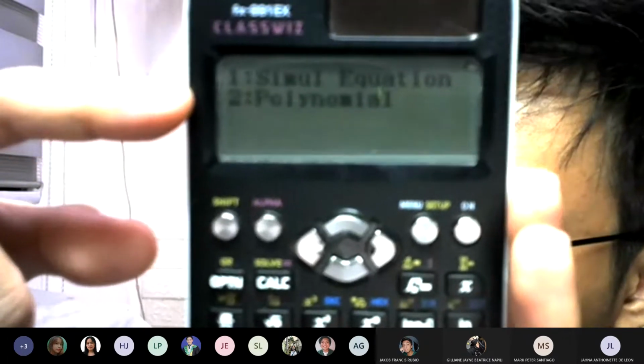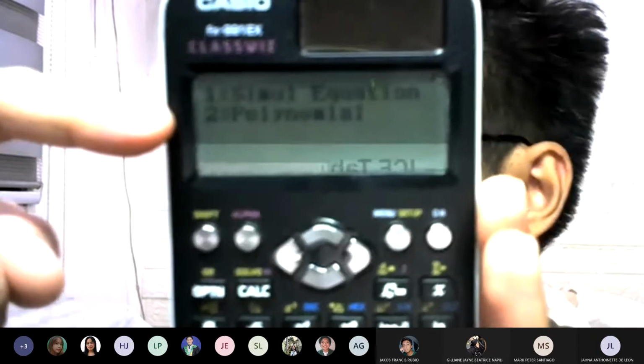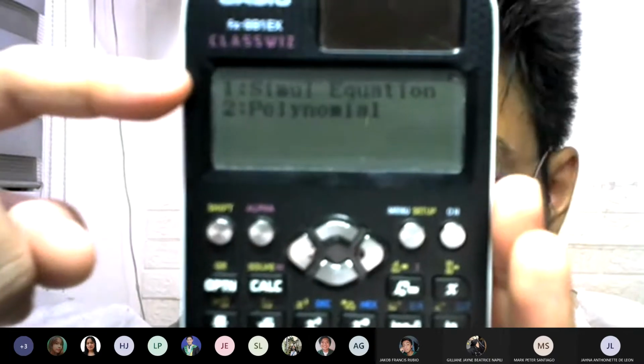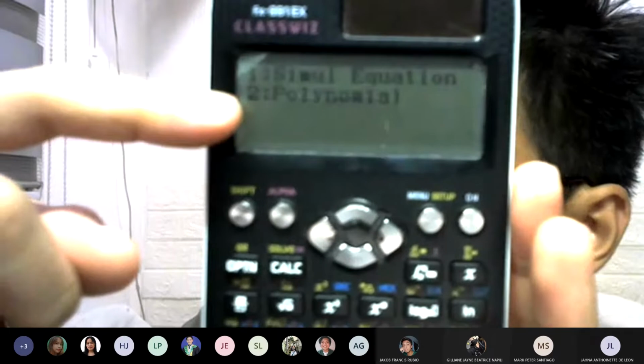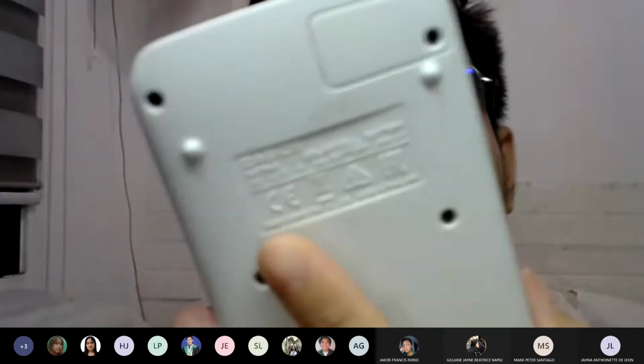And then, you will be given 2 questions. Ang tanong dyan, simultaneous equation or polynomial. Sa gravimetry, simultaneous equation ginagamit namin. But for this problem, equilibrium, we use polynomial. Okay? So, you press 2. Ang daming pinipindot dito eh.